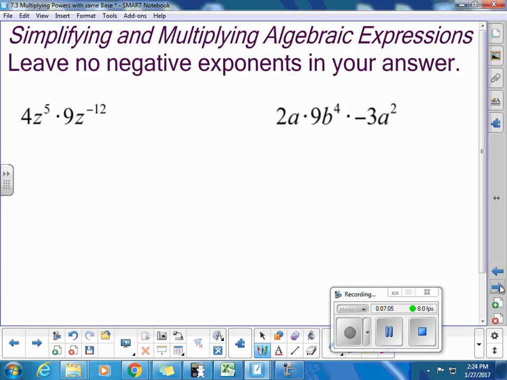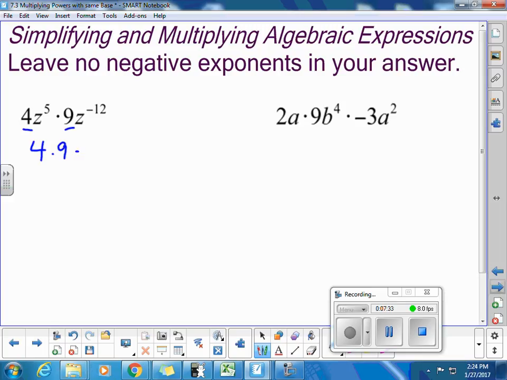So, simplifying and multiplying algebraic expressions, and it says leave no negative exponents in your answer. Here's where I tell kids numbers times numbers, variables times variables. So I can rewrite this. Multiplication can be done in any order. We've learned that before. So I'm going to write my numbers times my numbers right next to each other. So I got those taken care of.